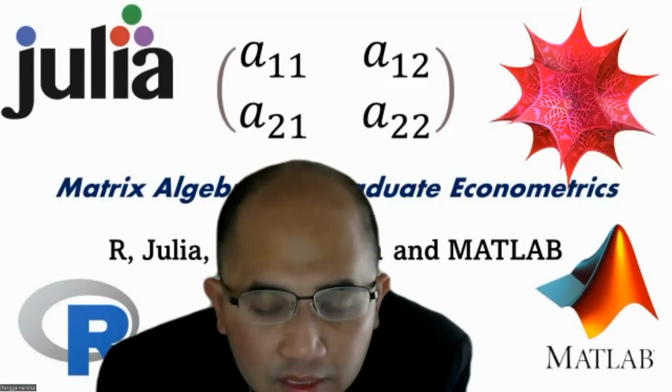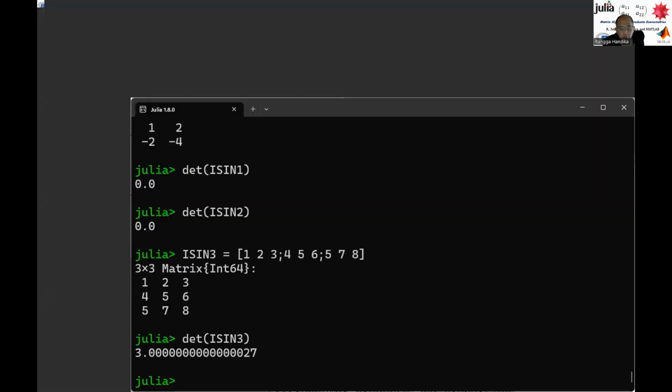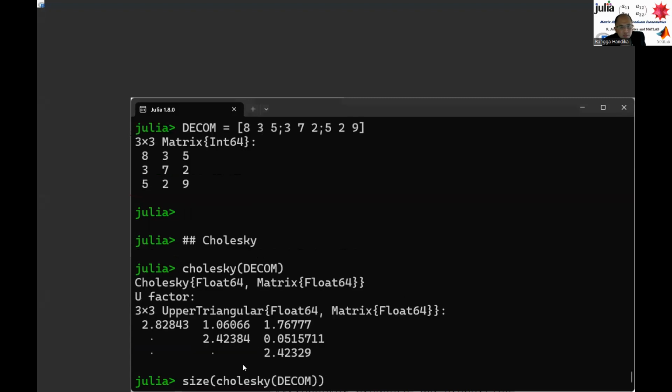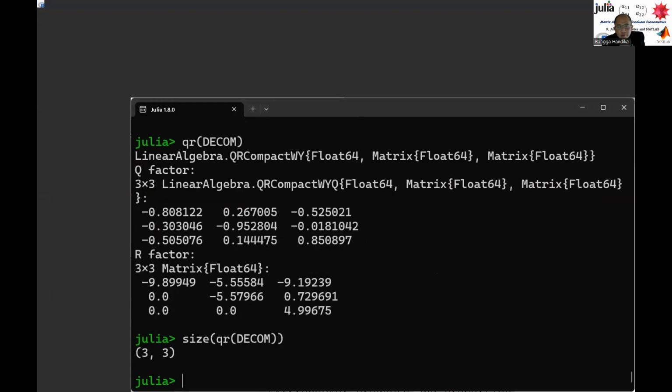Okay, so the next one is Julia. Yeah, you can also use Julia as well. So this is quite nice. For the Cholesky decomposition here, you can see there are three matrices, Q, R. You can get it simply using the QR.